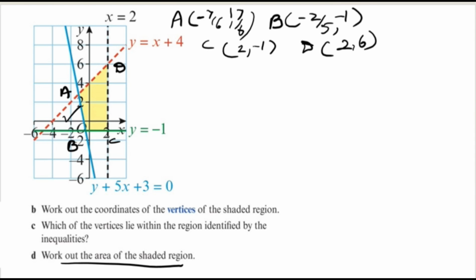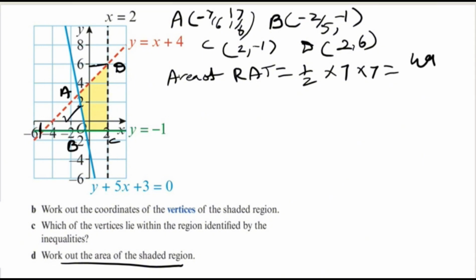Now to find the area of a right angle triangle, I can use the formula half times base times height. Now my height, as you can see, from -6 to -1, gives me 7, and my base is -5 to 2. That also gives me 7. That will give me 49/2. That's the area of the big right angle triangle, as you can see here.